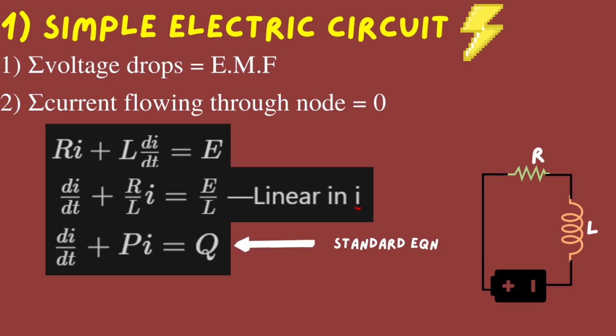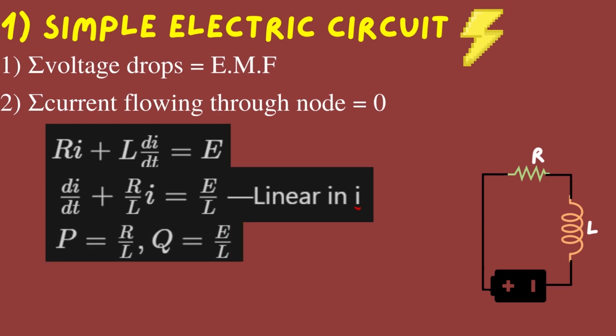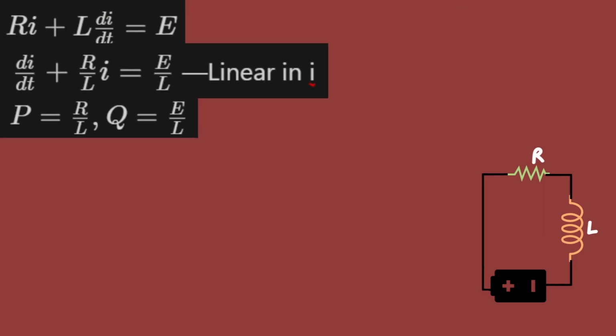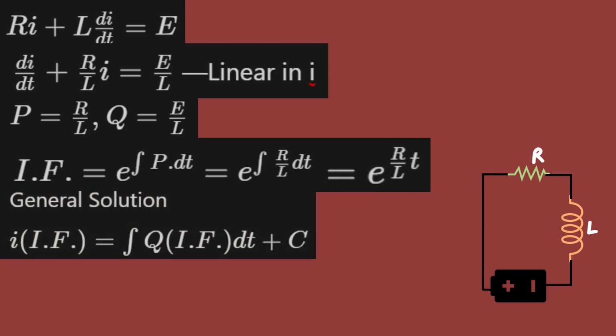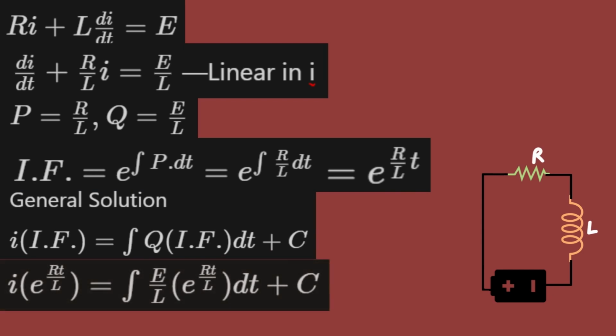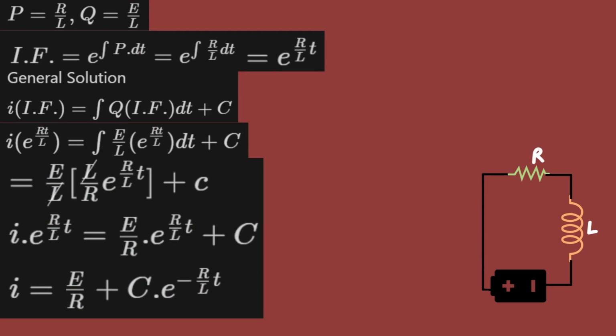Moving ahead, comparing this equation with the standard equation, we find that P is equal to R by L and Q is equal to E by L. Integrating factor is equal to e raised to integration of P dt, that is equal to e raised to R by L multiplied by t. Hence, general solution is I into integrating factor equal to integration of Q into integrating factor dt plus c, which can be solved to get I into e raised to R by L multiplied by t equal to E by R into e raised to Rt by L plus c.